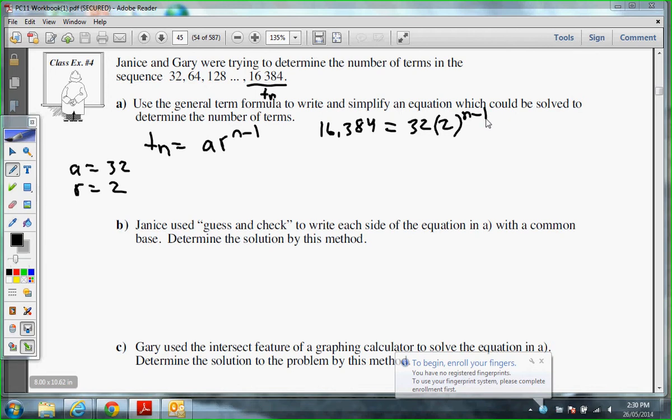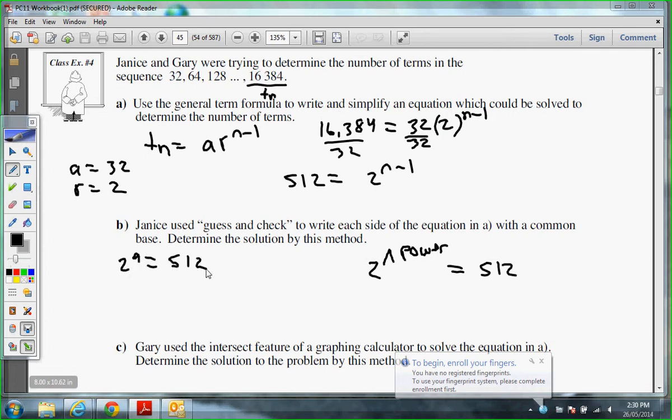Now we're going to solve as far as we can. So I'm going to divide the 32 over. And that gives me 512 equals 2 to the n minus 1. She used guess and check to figure out this answer. You want to figure out 2 to what power equals 512. You're going to figure out that 2 to the 9th is 512. Well, if we want this to become a 9, what minus 1 is 9? 10. So we actually want our n to be 10 terms. So this up here is the 10th term in the sequence.